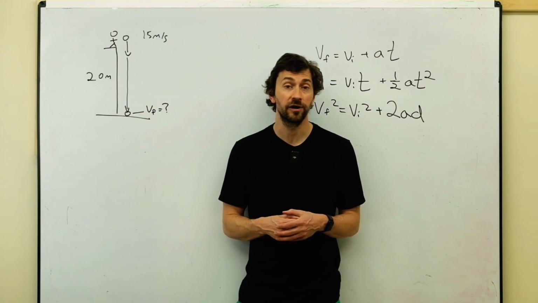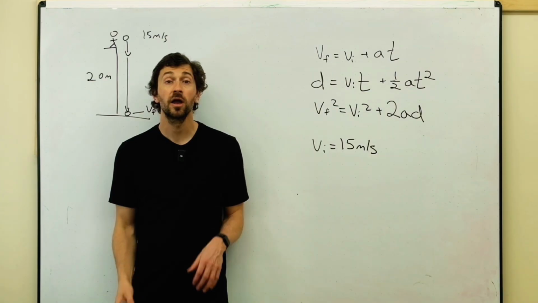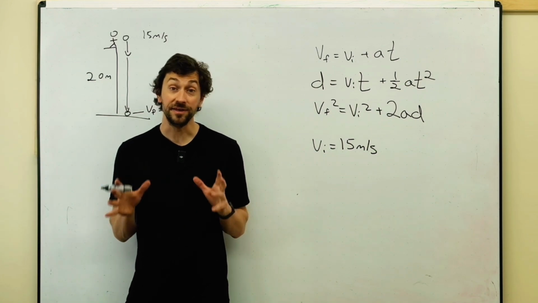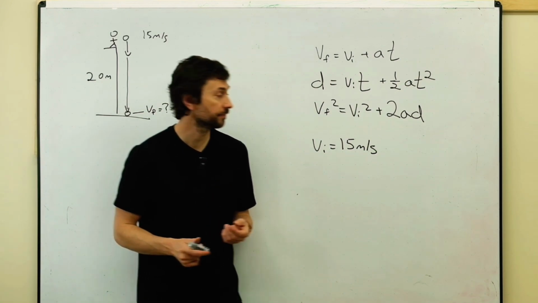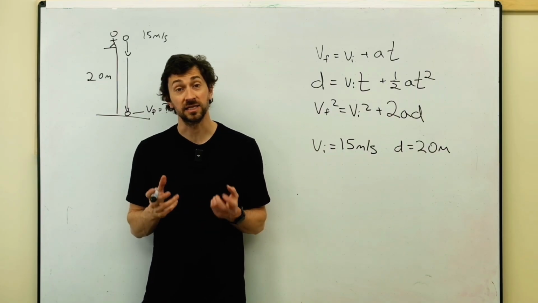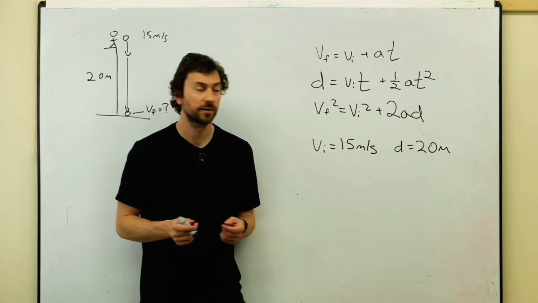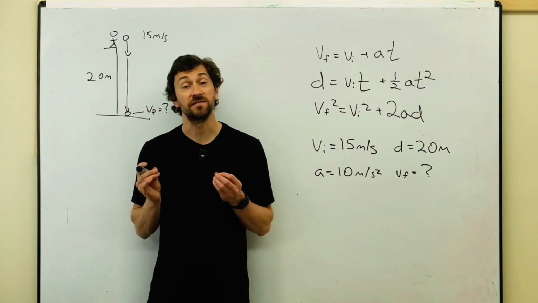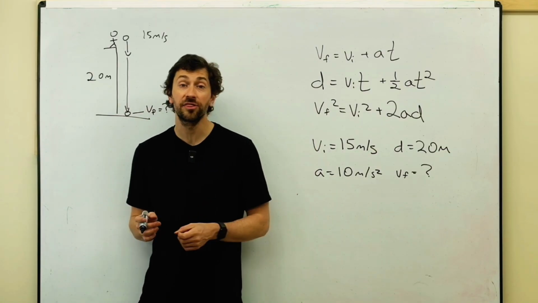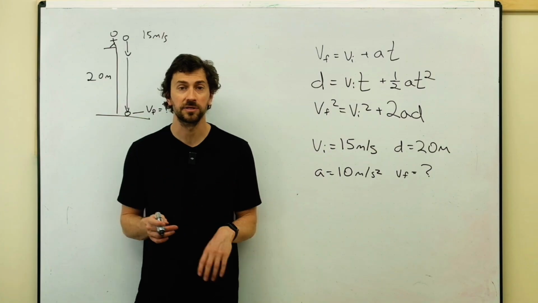So let's write down the variables that we have. The question says that the initial velocity is 15 meters per second and the distance is 20 meters. We can take the acceleration as the acceleration due to gravity. That's 10 meters per second squared. What we're looking for is the final velocity. So I'm going to put my variables into that third equation and see what happens.